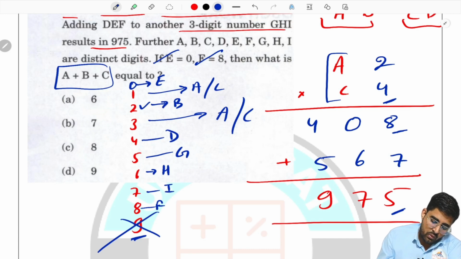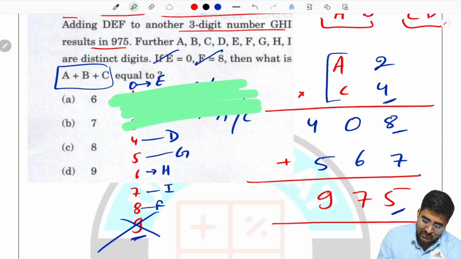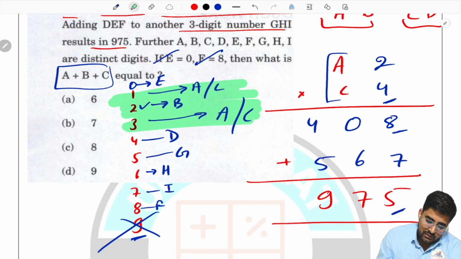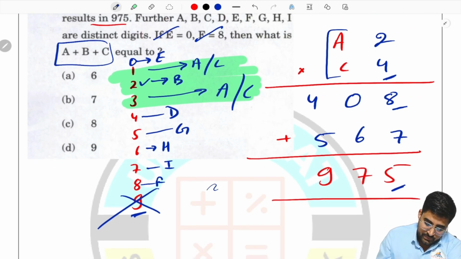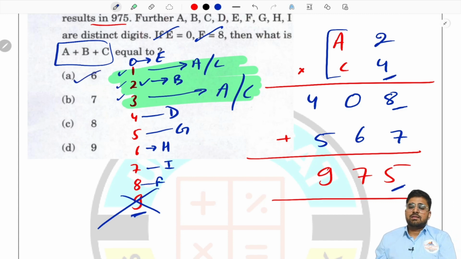Do I need to find out the real numbers of A and C? No, and I am not going to waste my time. So the sum of A, B and C is 6 only. Add them, and you will get the right answer, 6.